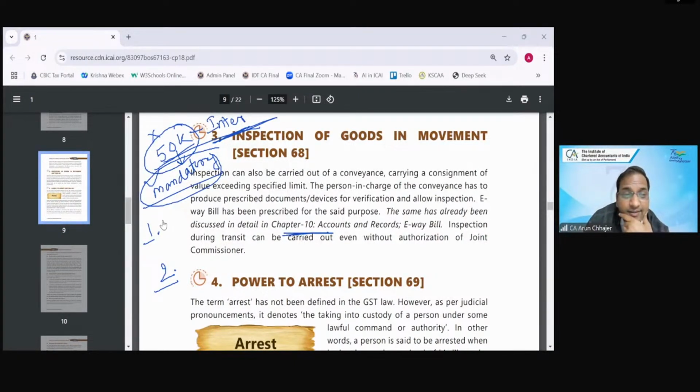One is interstate from principal to job worker, mandatory e-way bill. And second case, if casual taxable person moving the handicraft goods, unregistered person who is not registered, then it is mandatory. It is mandatory to prepare the e-way bill irrespective of any value.